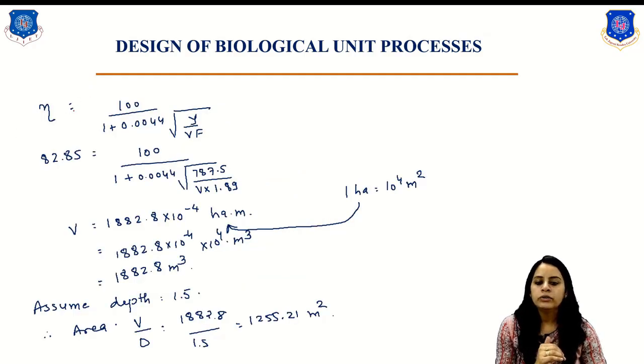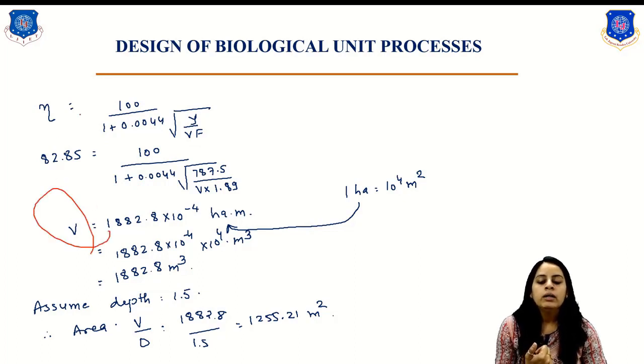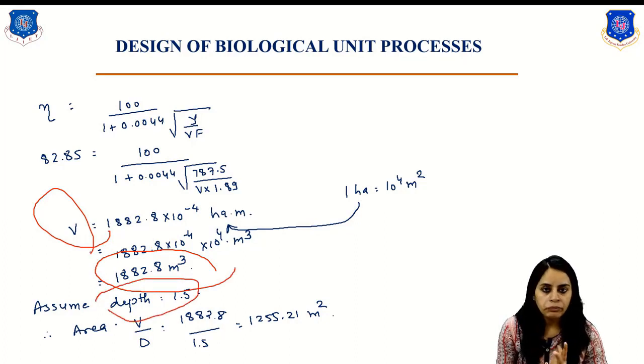Now the next one: the efficiency equals 100 divided by 1 plus 0.0044 under root of W by VF. Here the equation of the efficiency is given, so from this equation we find the volume. We put the data into the equation and get a value of 1882.8 meter cube. Now the assumed depth is 1.5 meter.